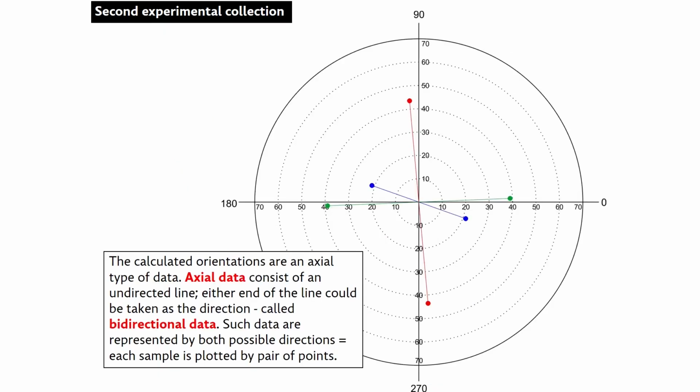The calculated orientations are an axial type of data. Axial data consist of an undirected line. Either end of the line could be taken as the direction. Therefore, the data are represented by both possible directions, which means that each sample is plotted by a pair of points.